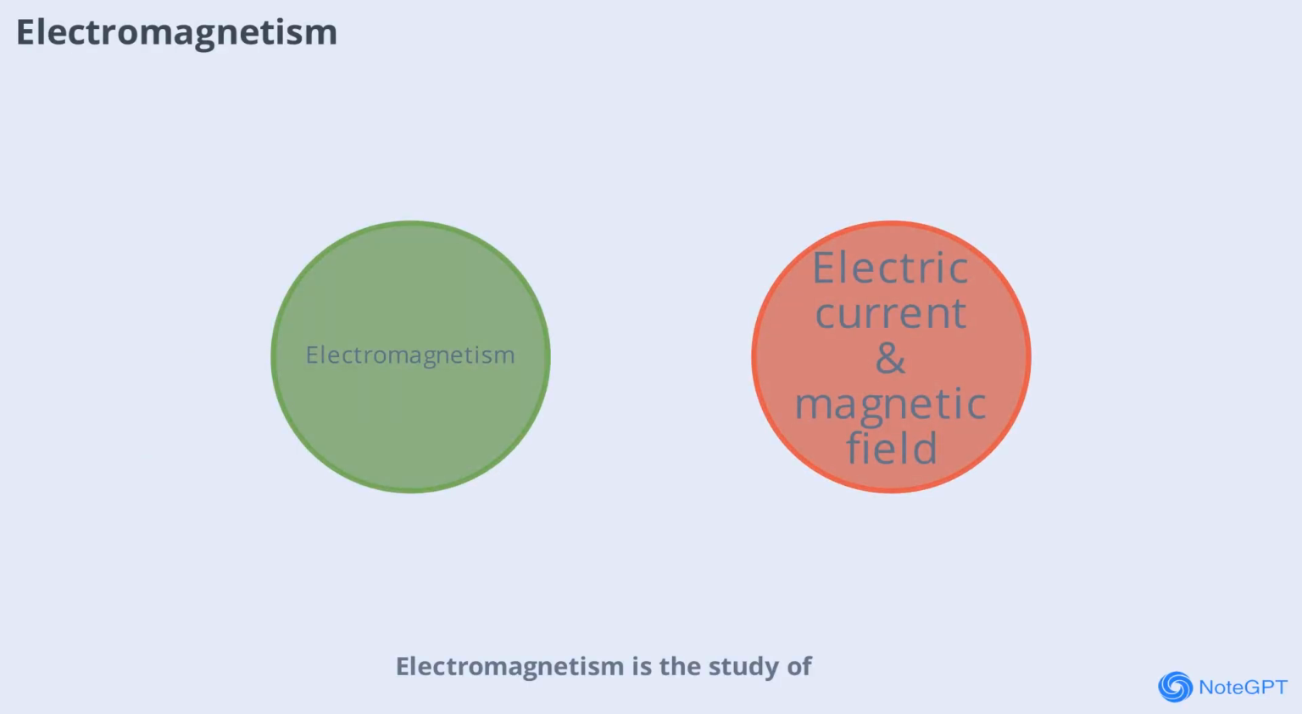Electromagnetism is the study of the relationship between electricity and magnetism. When electric current flows through a wire, it creates a magnetic field around it. This discovery led to the invention of electromagnets, which are widely used in electric bells, relays, and motors. Electromagnetism is a cornerstone of modern technology, enabling everything from power generation to communication systems.